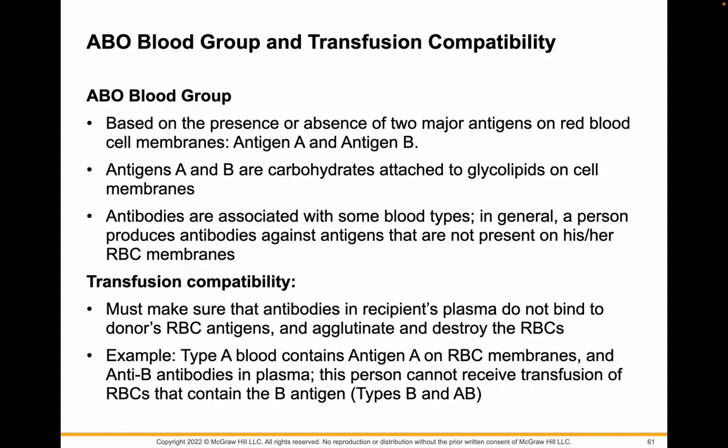Okay, so let's talk about this ABO blood group. It's all about this protein on the red blood cell called antigen A or antigen B. For example, my blood type is AB. So all of my red blood cells have some A's and B's on the outside of the membrane.